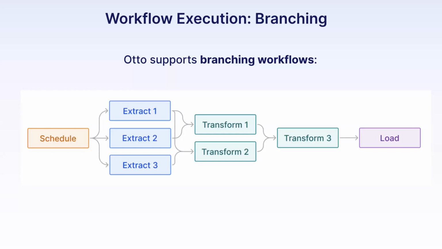As we mentioned, Otto supports branching workflows, by which we mean multiple inputs can feed into other nodes, as in this diagram here. For instance, a user might want to extract data from 3 separate APIs, combine that data, and then use that merged data in another transformation. And like you see here, the transform node uses data from the extract1 and extract2 nodes.